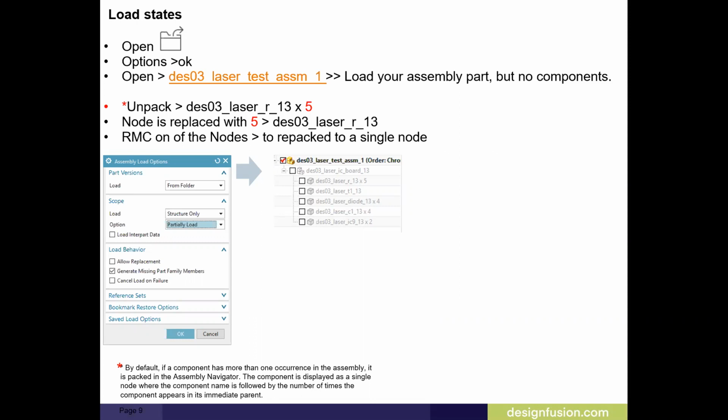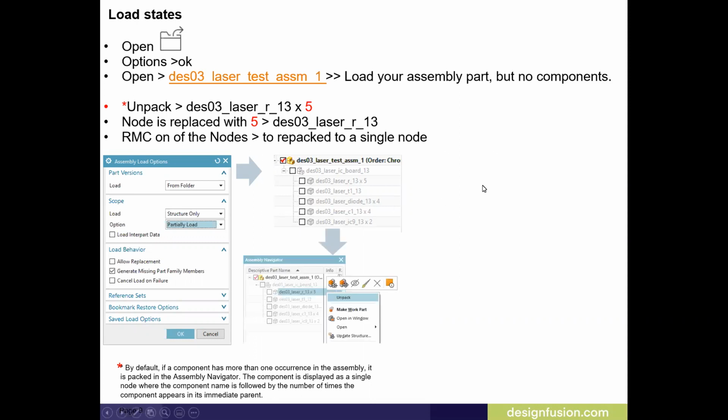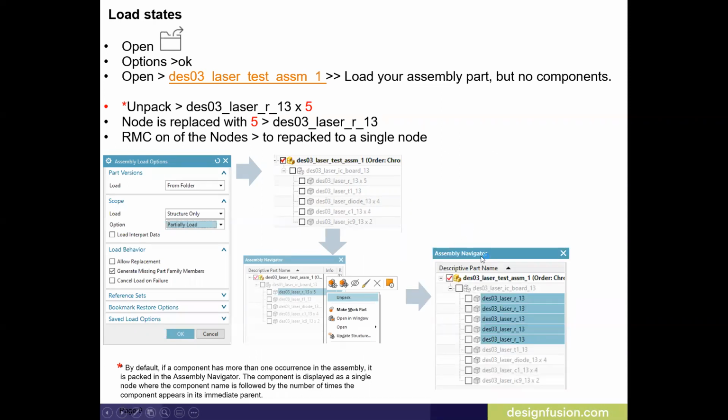The component is displayed as a single node where the component name is followed by the number of times the component appears in the immediate parent. So you can see that, right? Let's say I want to work on this part here. At that point, you can simply right click on that and say unpack. Now you can see the 5 instances of that particular part, and obviously you can always go back and pack that node again, which saves you a lot of memory resources.